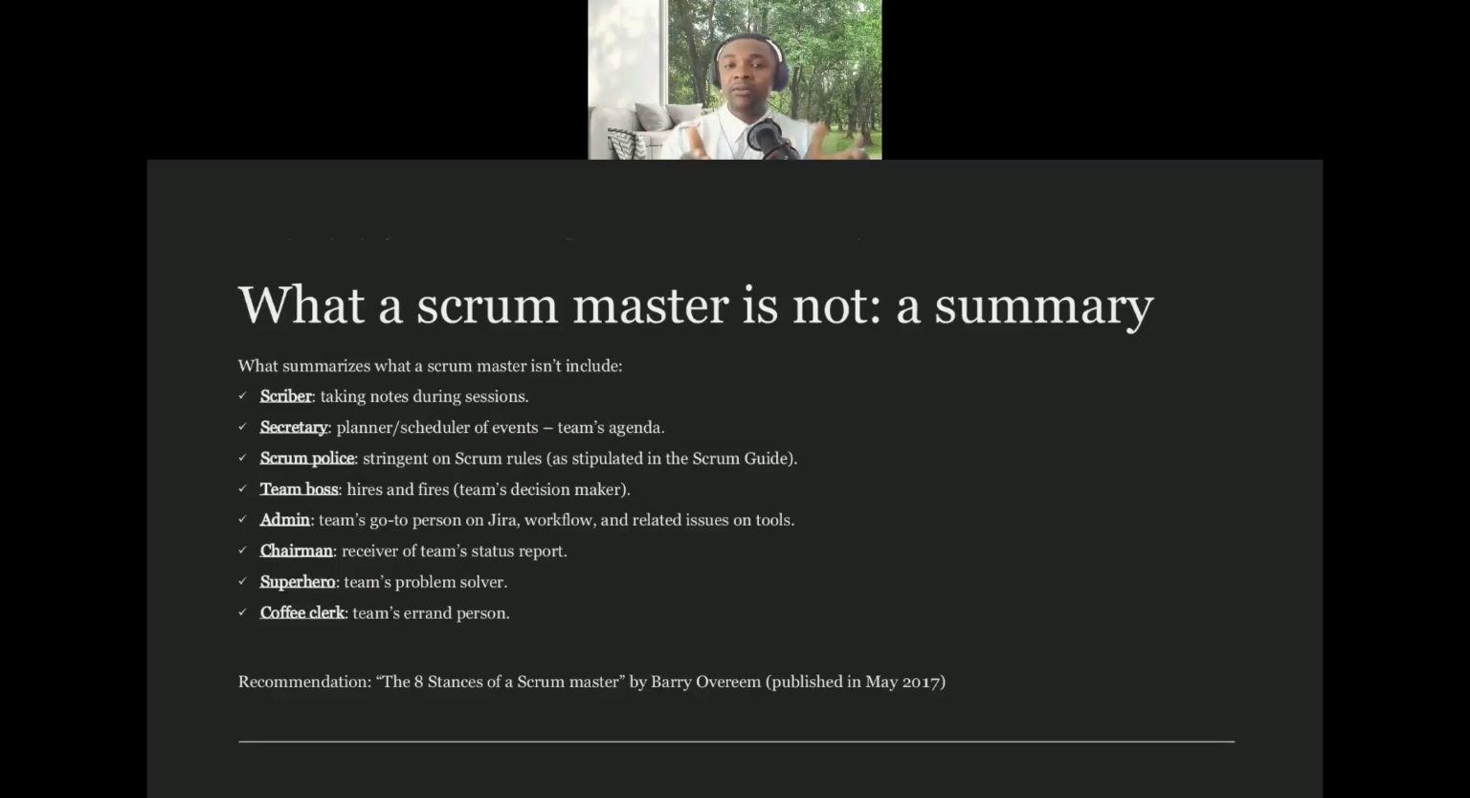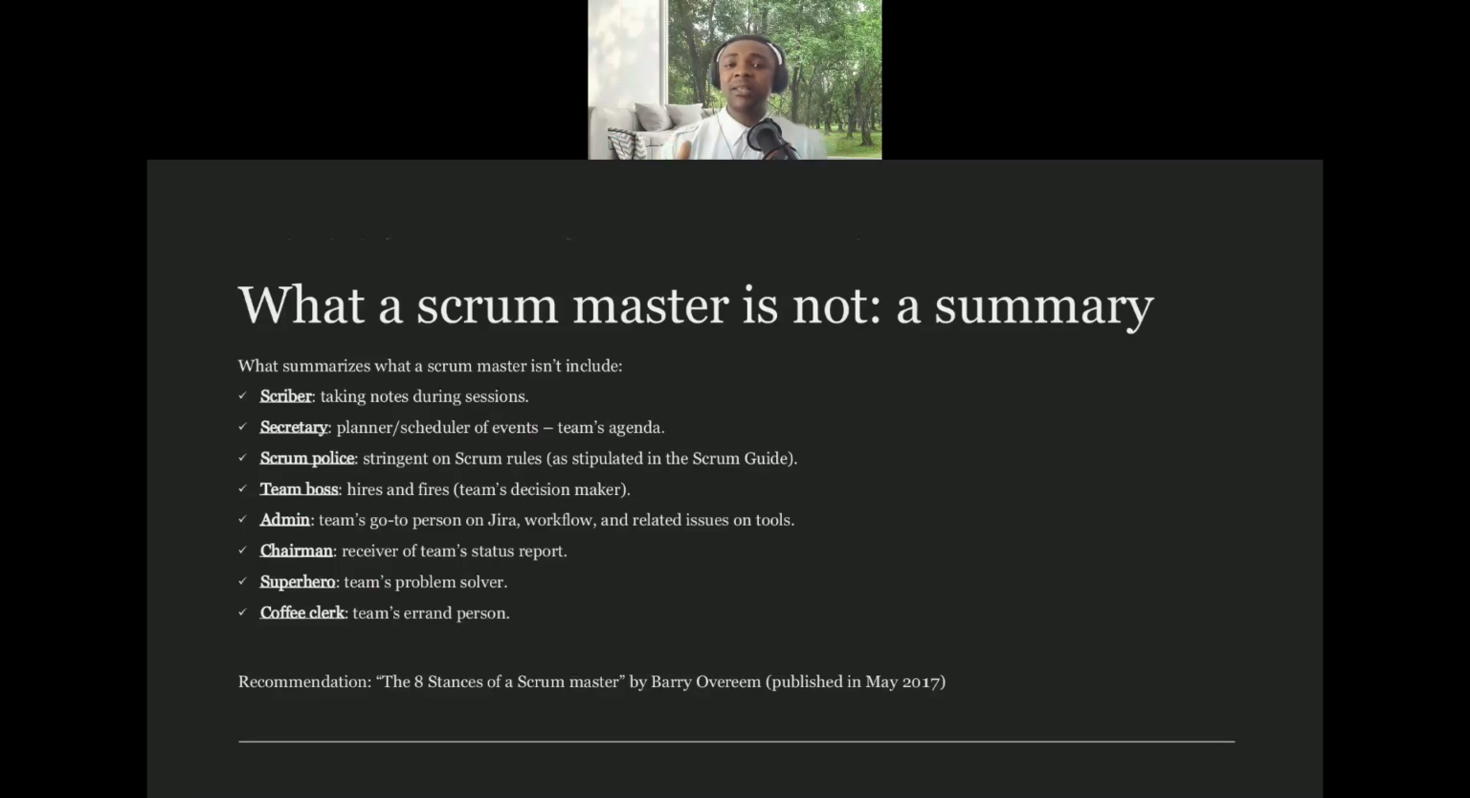A Scrum Master could take notes. Remember the key word, could take notes, is encouraged to take notes in order to reference information that has been shared, right? But a Scrum Master is not a scribe. A Scrum Master is not a secretary. You're not employed to be the team secretary.